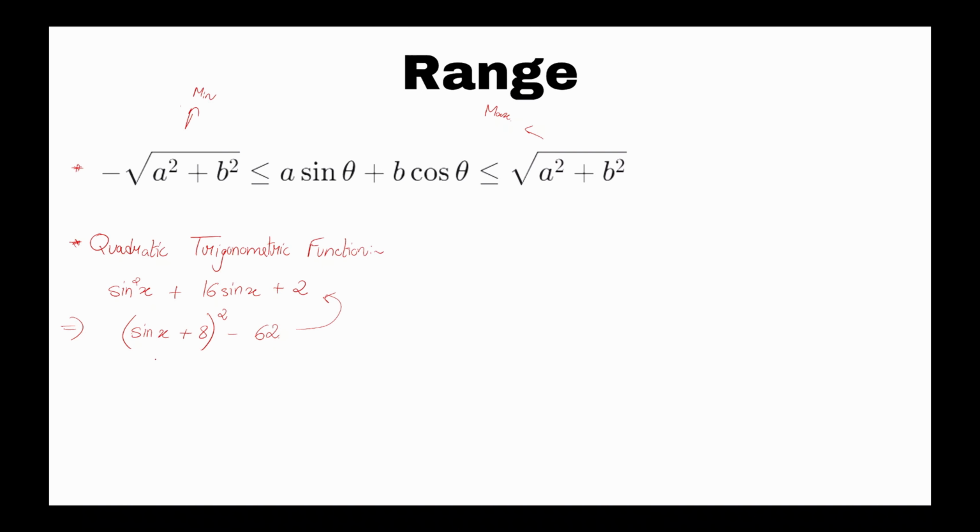So now that I've gotten this equation, I know that my sine x ranges from minus 1 to plus 1. So I can write sine x plus 8 as being between 7 and 9. Now if I square it, sine x plus 8 whole square minus 62, this would become 9 nines are 81 minus 62, and here I would have 49 minus 62. So this would basically be my range for this entire function. This is how you find out the range for any quadratic trigonometric function that has been given to you.